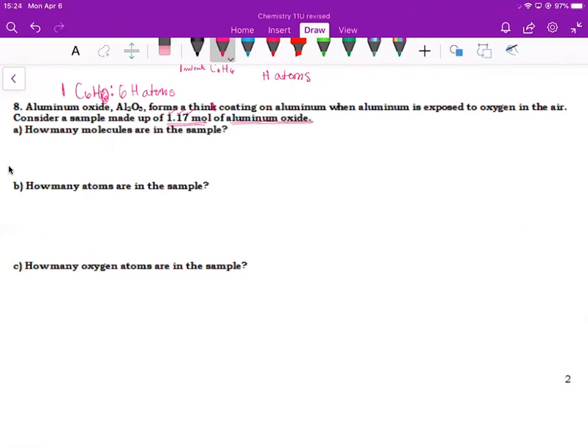This right here is actually a formula unit, but who cares? What they're talking about here is the whole compound. So for A, how many molecules are in the sample? I got this right from the textbook, so shame on them, they got this wrong. But we're talking about the whole compound.